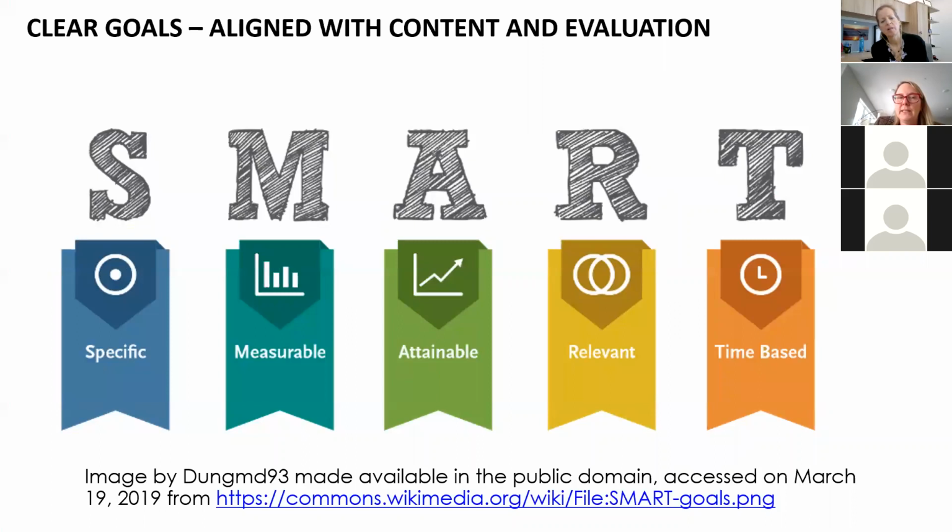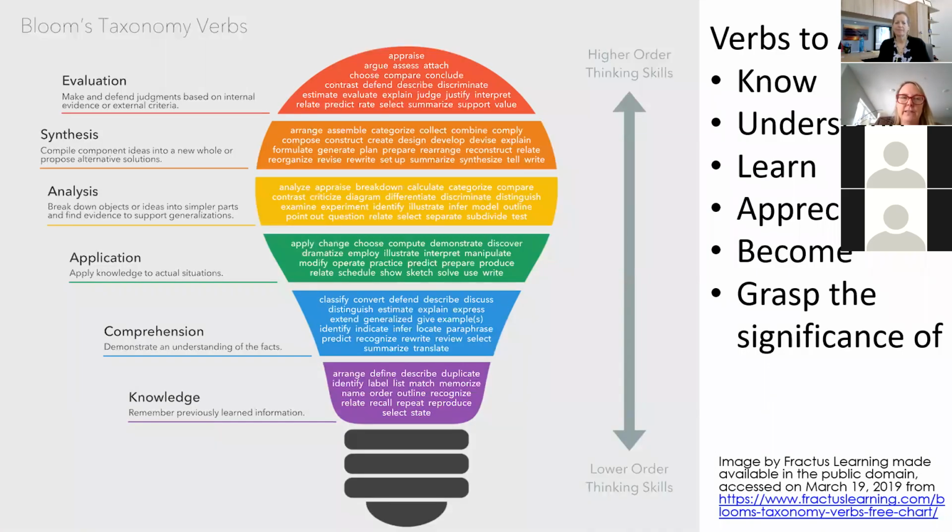When we're doing that, we really need to make sure that we have clear goals that are aligned both with our content and our evaluation. The best way to do that is that they're SMART goals, so they're specific, measurable, attainable, relevant, and time-based. And I love looking at Bloom's taxonomy verbs. So this is a way to look hierarchically at the assessment of learners. So do they have the knowledge, knowledge is kind of the foundational, and all the way up to are they able to evaluate. So depending on your level of learner, you can have higher order thinking skills or lower order thinking skills.